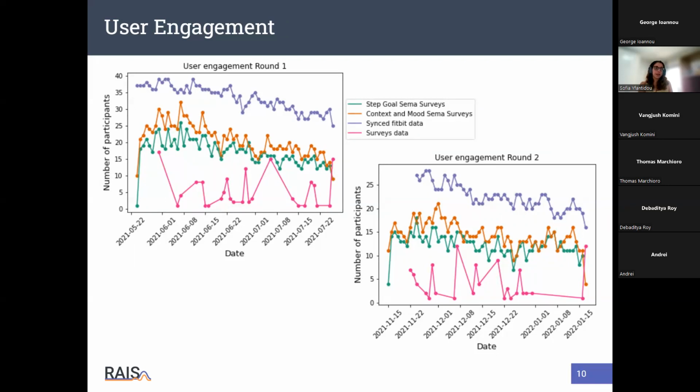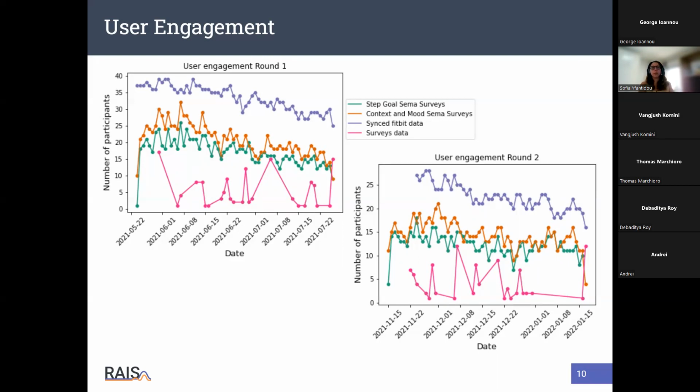The surprising thing here is that even though the step goal survey was 1 time per day and the context and mood survey was 3 times per day, the number of responses we received for both are pretty similar. So we don't have, let's say, 3 times more context and mood surveys. And this is something we want to explore further, whether it has to do with the timing, for example, of the surveys. And then finally, we have the surveys data.